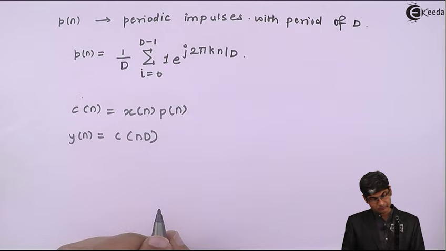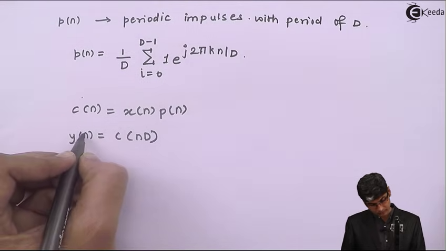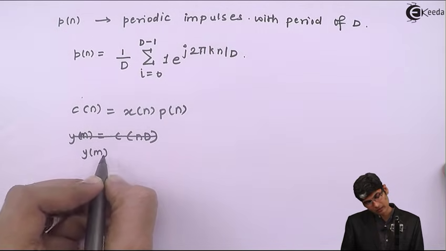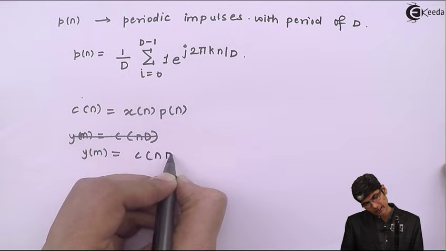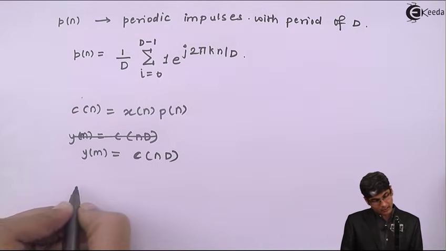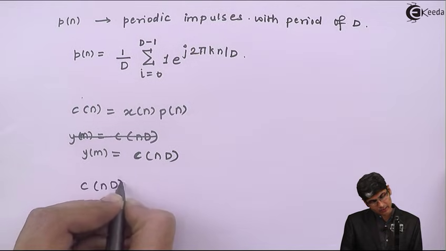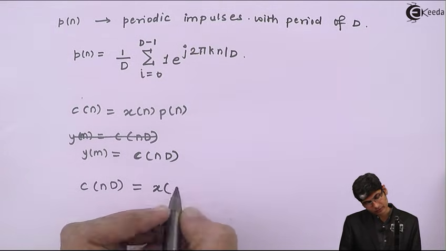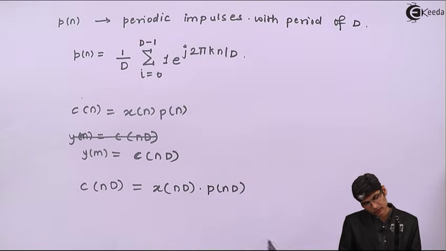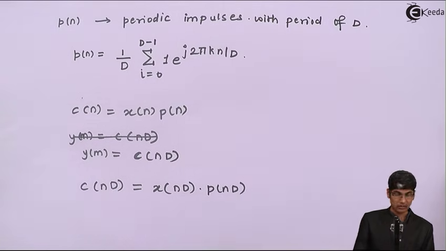Okay, let us keep y of m. Y of m is equal to C of n d. We know that from the previous diagram. So I can say that C of n d will be equal to x of n d into P of n d, just change of variable, correct.